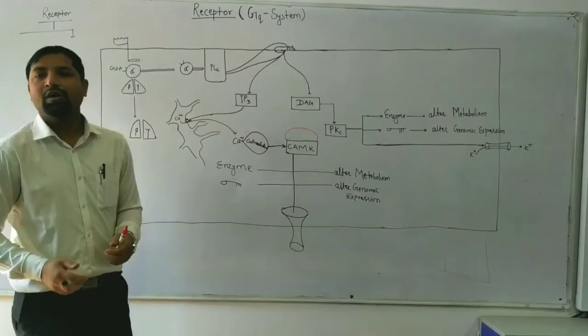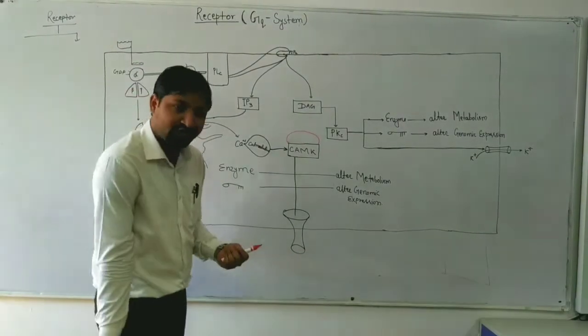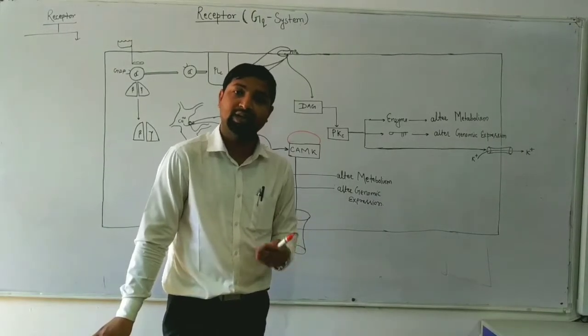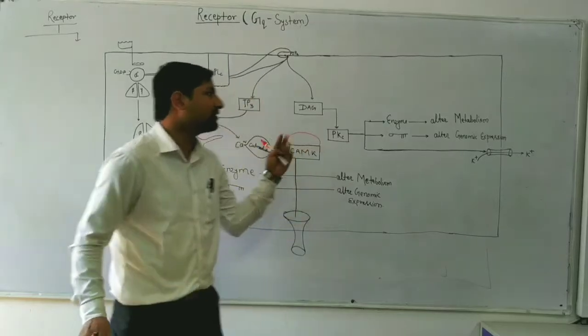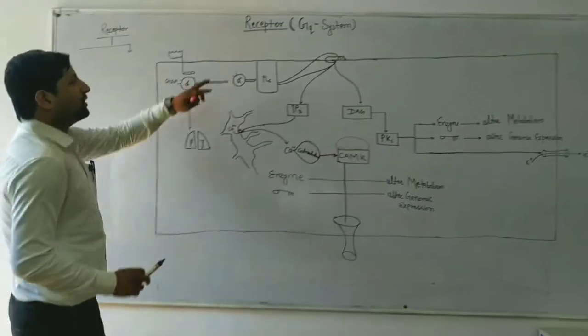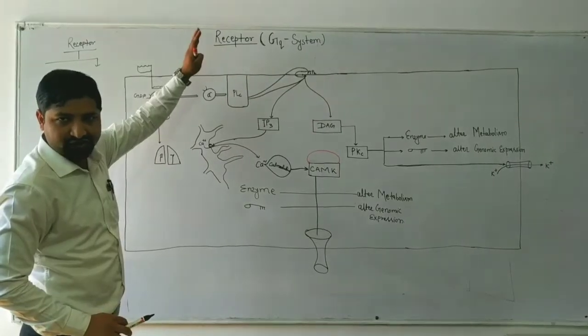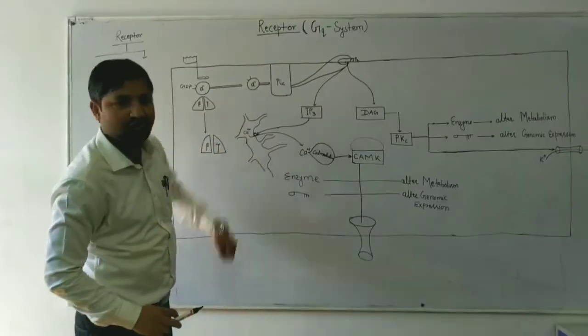Now we will talk about the GQ system. What is the GQ system? Another name of the GQ system is the IP3-DAG pathway. So what is the IP3-DAG pathway? Let's see here. This is the GQ system. Previously I talked about the GS and GI systems. Now this is the third type of system, known as the GQ system.